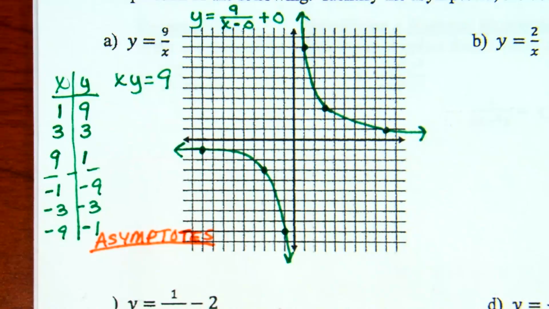What are my asymptotes here? X and Y axis, yes? Now, I'm going to be a little nitpicky, and I have to do it because Math Excel will. They're not going to want you to call them the X and Y axis. They're going to want you to use the equation.